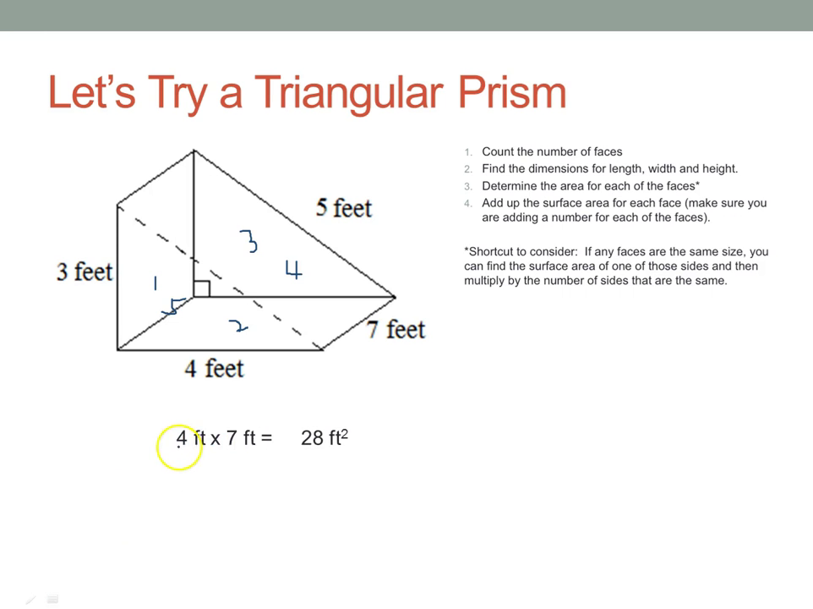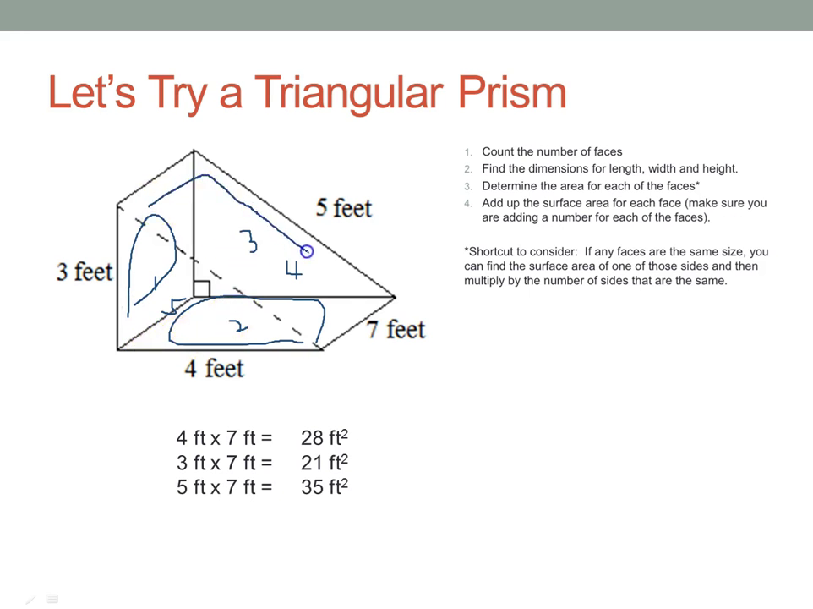Let's figure out these sides. 4 by 7. That's going to be the bottom right here. 3 by 7. We know this is 7 here because it's the same dimension here. So 3 by 7 is going to be this back side here. 5 by 7. That's the big panel right here, the big face right here.